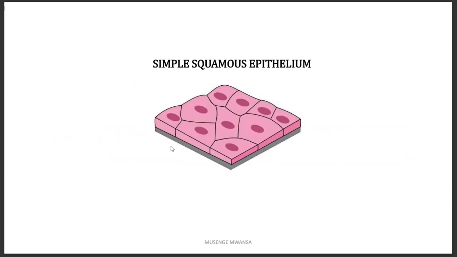So this is how it looks. I'm able to see that it has a flat nucleus, and the cells are also flat, and we are able to see that this is only one layer of cells from down to up. So that is simple squamous.